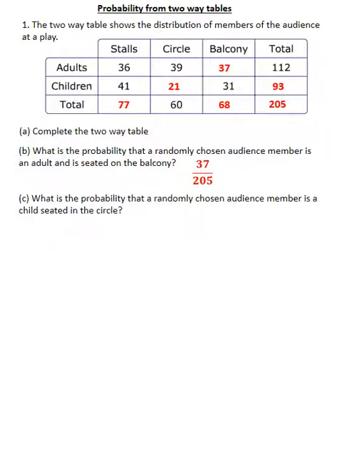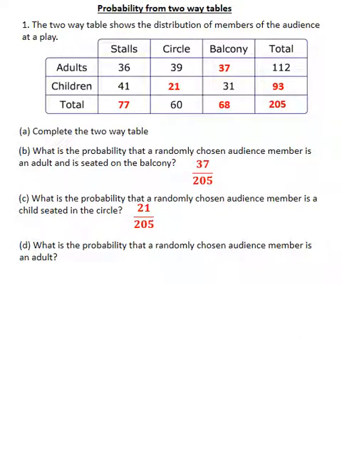Part C, sorry. What is the probability that a randomly chosen audience member is a child seated in the circle? I have to go to children that are seated in the circle. I will find that I have 21. So the probability will be 21 over the total, which is 205. Part D. What is the probability that a randomly chosen audience member is an adult? I have to check how many adults I have. There are 112 adults in all. This means the probability is 112 over 205.